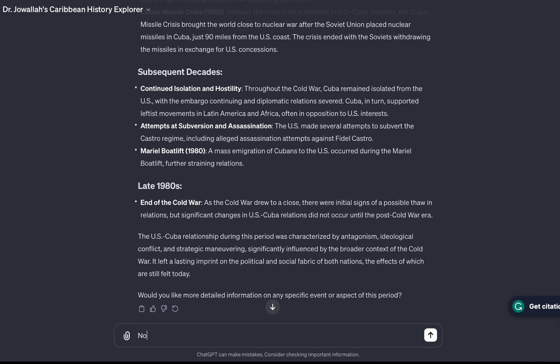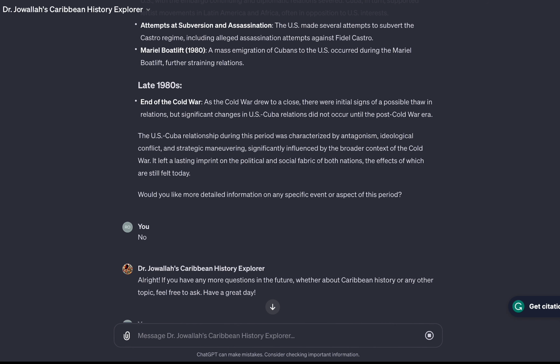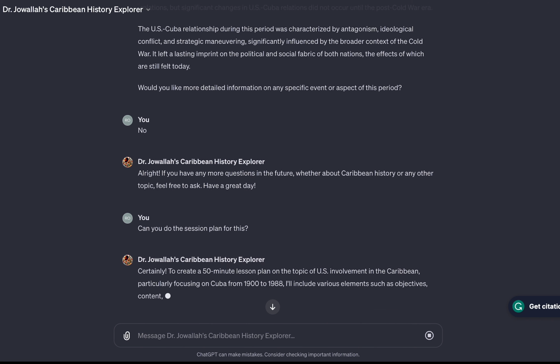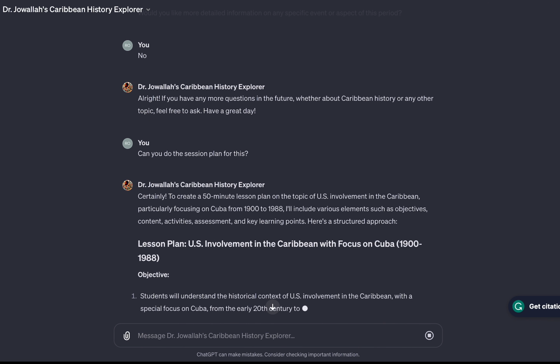So it's asking if I wanted more information. And I'm saying at this point, no, I don't really want any information, but I might want something else. But what I'm saying is, I don't want any more information, but I want a lesson plan. And I've designed this GPT with the capacity of designing a lesson plan as it relates to certain framework that I've already placed in. And it's populating, of course, again, that lesson plan.